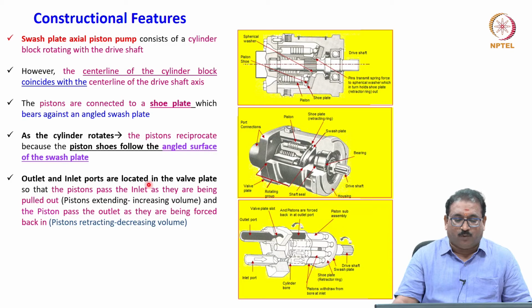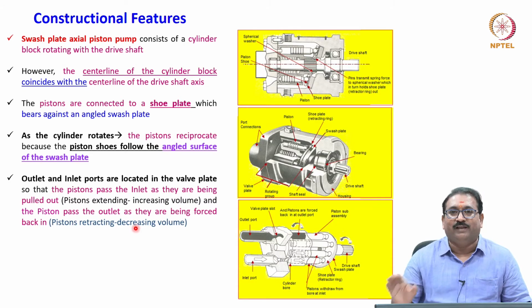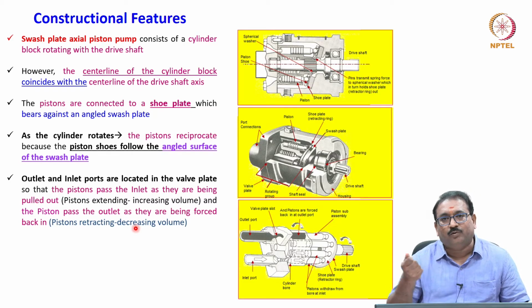Outlet and inlet ports are located in the valve plate so that the piston passes the inlet as it is being pulled out, meaning what? Pistons extending, increasing volume, and suction takes place. And the piston passes the outlet as it is being forced back into the cylinder, meaning what? Decreasing volume, they will eject the sucked fluid through the discharge port.